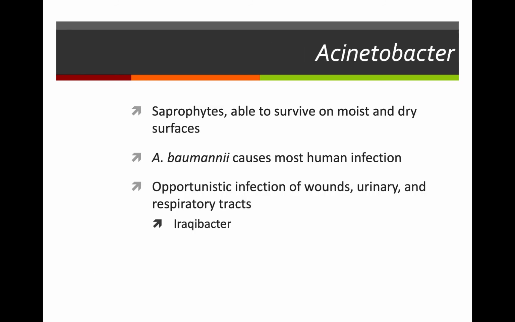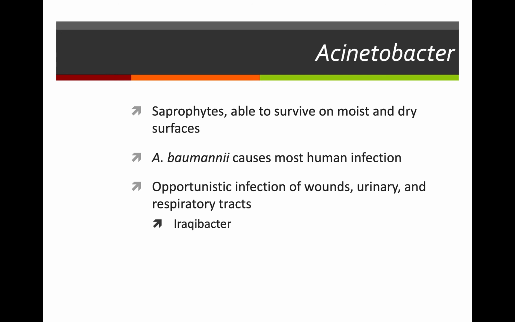Acinetobacter is another genus belonging to the group of Pseudomonads. It is considered to be a saprophyte, so it's found in the soil, and it can be found in moist or dry soils. The species that causes most human infections is Acinetobacter baumannii. This is not a new infection. It's more of an emerging infectious disease. So there were always a handful of patients every year who had infections with Acinetobacter baumannii.